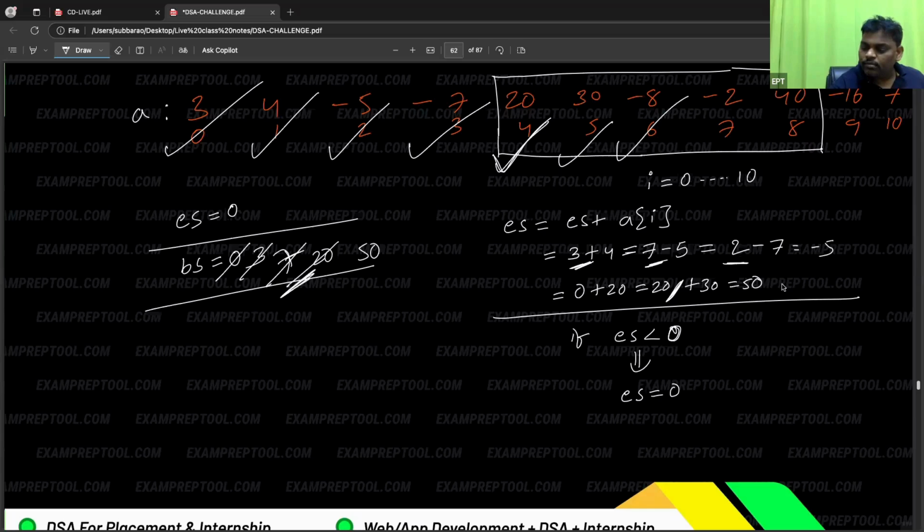Next one, -8, which is 42. Is it better than the previous one? No change. Next one, -2, 40. Is it better than the previous one? No change. Next one, 40, which is 80. Is it better than the previous one? Yes, change it. Next one, -16, I think 64.